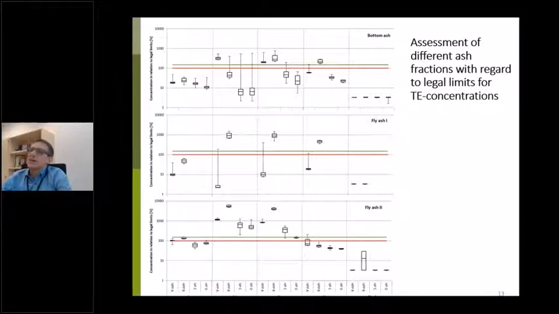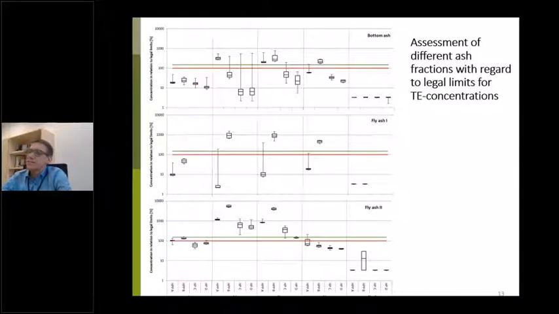And you can see a red line and a green line. Those are the two limits given in this ordinance. And now you've got three diagrams. In the uppermost diagram, you can see the concentrations of bottom ash. In the middle diagram, you can see the concentrations of fly ash, and in the lowest diagram, you can see the concentrations of fly ash 2, which is the ash out of the last filter unit.